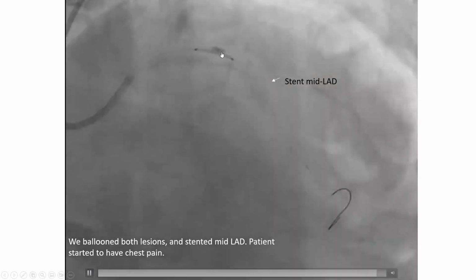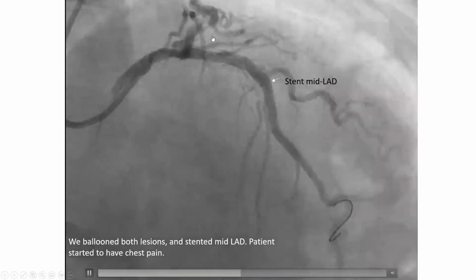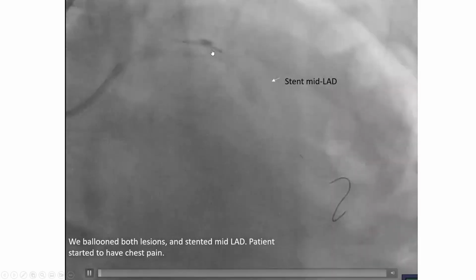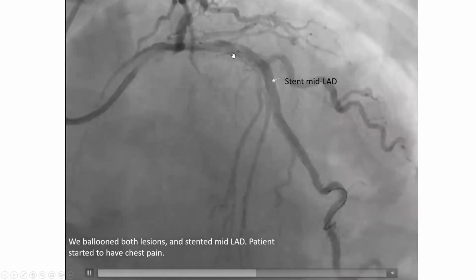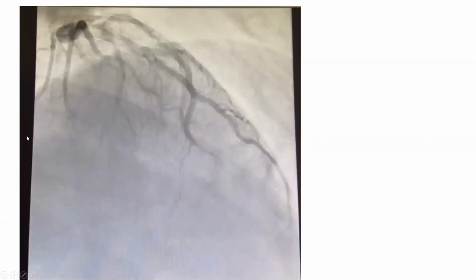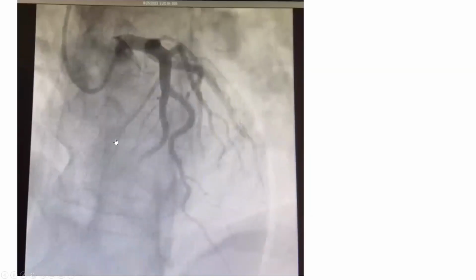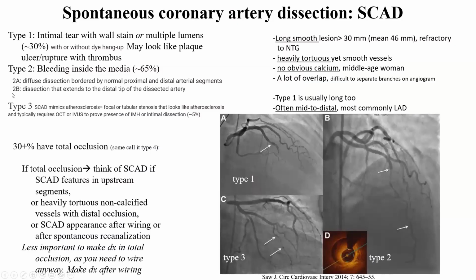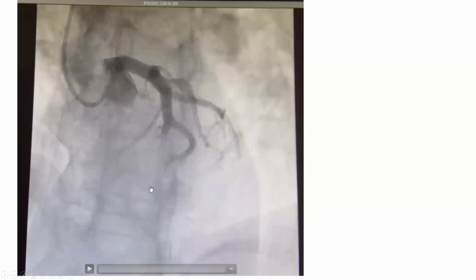You don't always see a stain in type 1. You see either a double lumen and/or a stain, but it would be something like this, except it would be longer if it is type 1 SCAD. Type 2 is where you see that diffuse, long narrowing that is usually distal. And this is what this patient has. And when it's distal and extends all the way to the tip of the dissected artery, we call it type 2B. So this is type 2B SCAD. At least that's the angiographic impression.